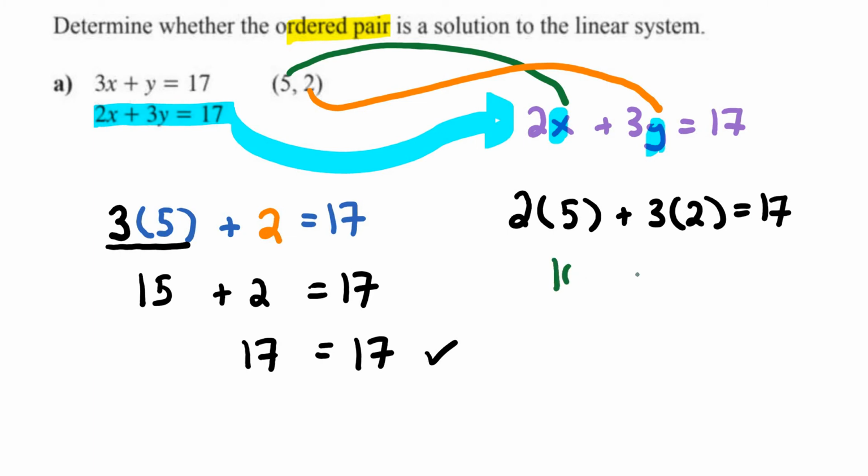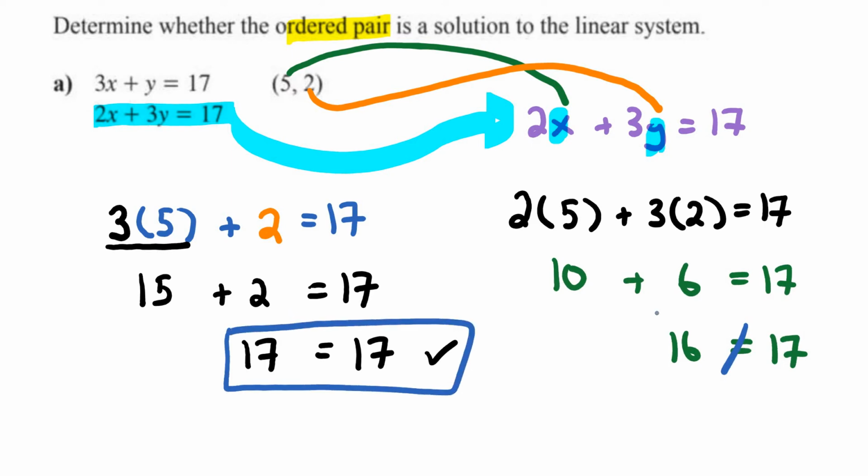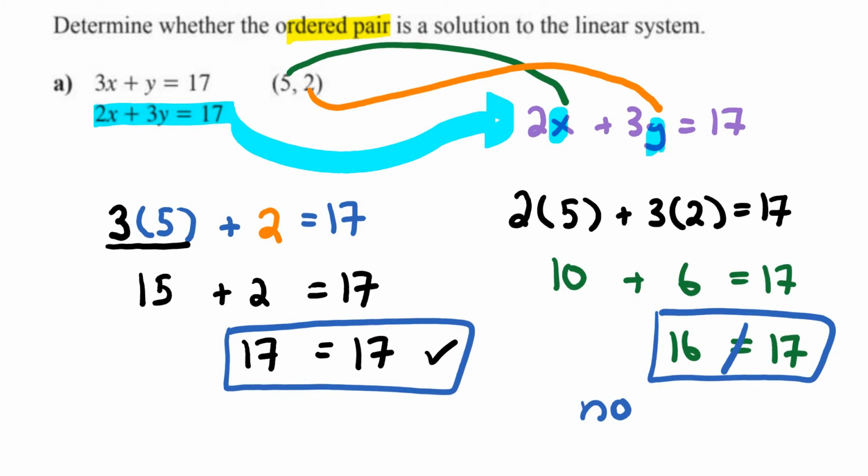2 times 5 is 10, and 3 times 2 is 6. And I have 16 on the left-hand side and 17 on the right-hand side. So clearly 16 does not equal 17. So although it works in the first equation, it does not work in the second equation. So your final answer is just a no. All right, so this question is more about just multiplying the numbers and adding up the sides.